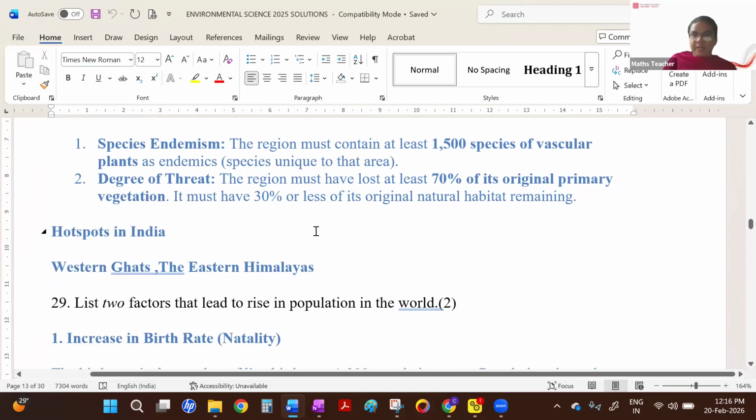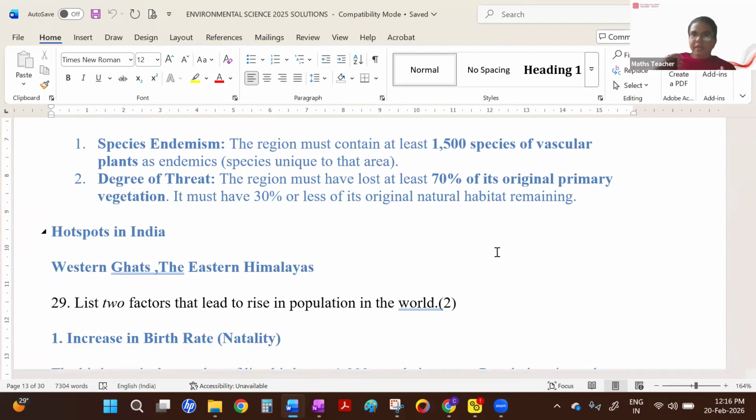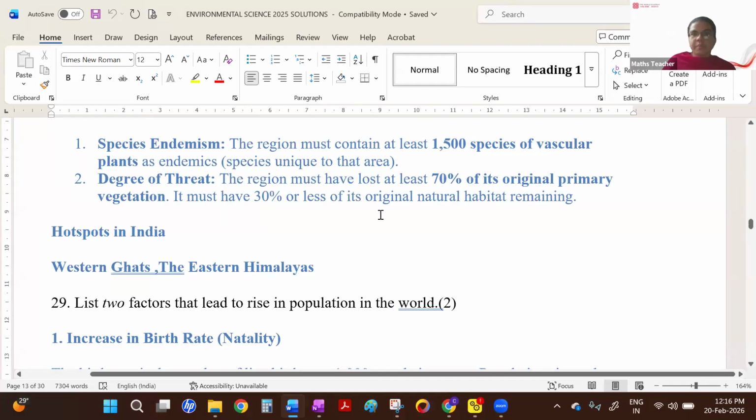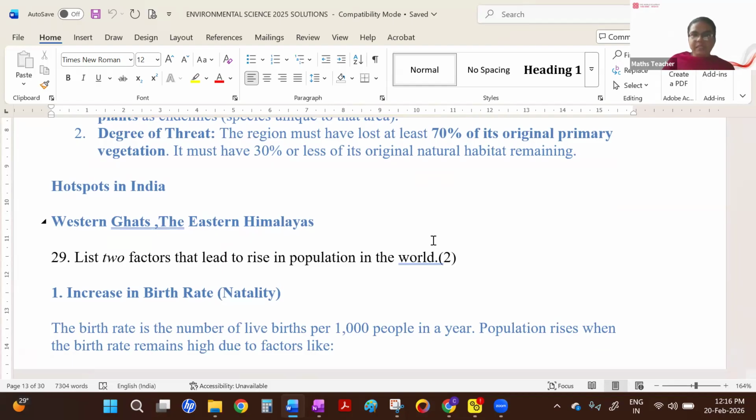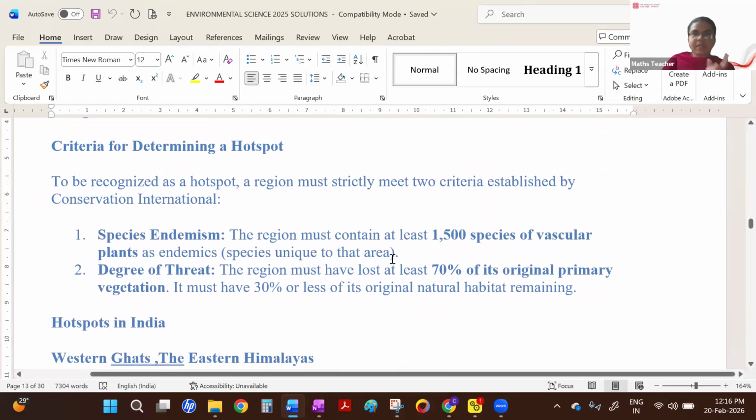And then what is the degree of threat? The region must have lost at least 70% of its original primary vegetation. It could be because of many reasons, like human exploitation, as we've already seen. It should have lost 70% of its vegetation, and only 30% or less of its natural habitat should remain. Then such a region is what we call a hotspot, which has to be protected. India has many hotspots. One such region is the Western Ghats, which has a number of hilly regions where you can see a variety of plants and animals, and also the Eastern Himalayas. So these are hotspots and these are the criteria.